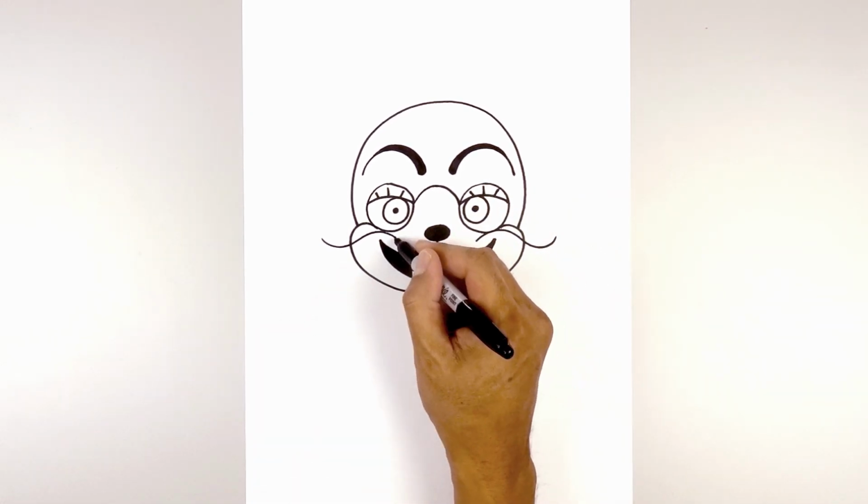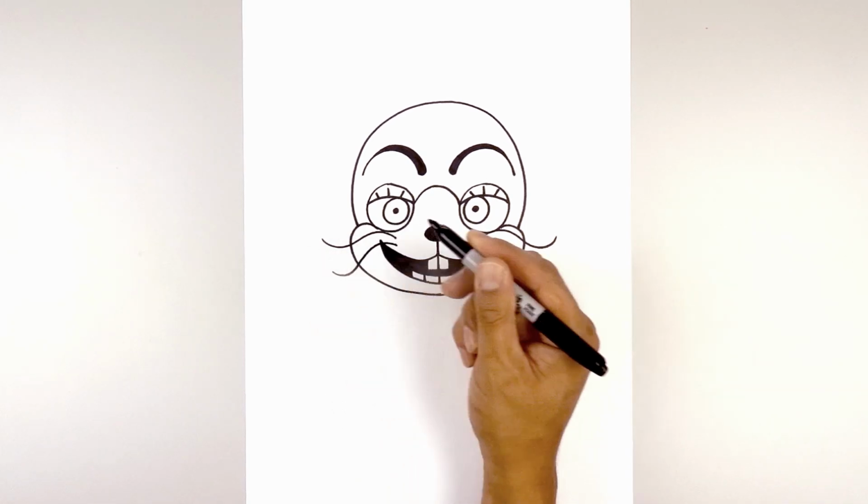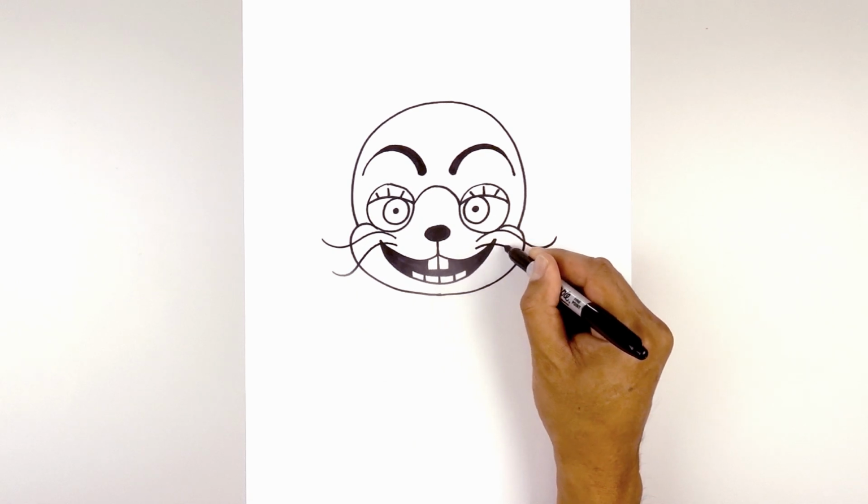Let's add one more set. From here we're going to step down, curve out, down, and then up. And then we'll do the same thing on the right.